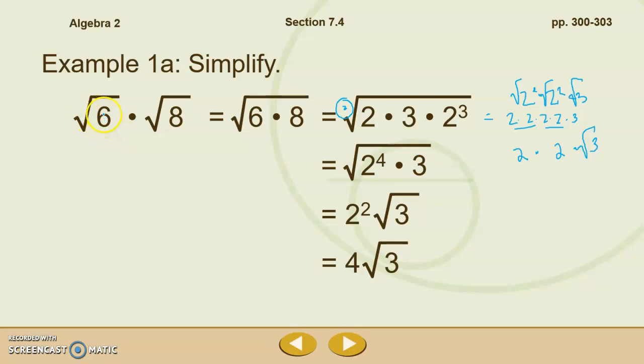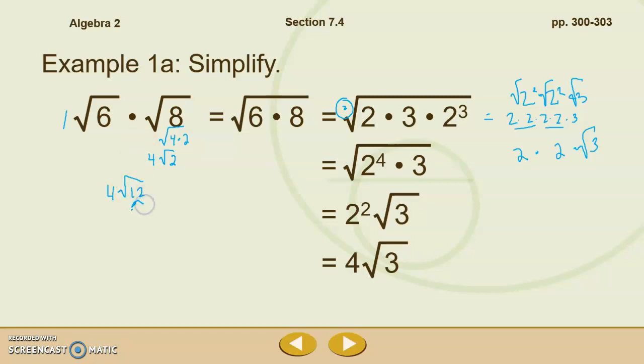So I can't simplify 6 because that's just 2 times 3, but 8 is 4 times 2. And I know 4 is a perfect square, so I can rewrite that as 4 square root of 2. And then when I multiply, I'm going to have 1 square root of 6 times 4 square root of 2, or 4 square root of 12.